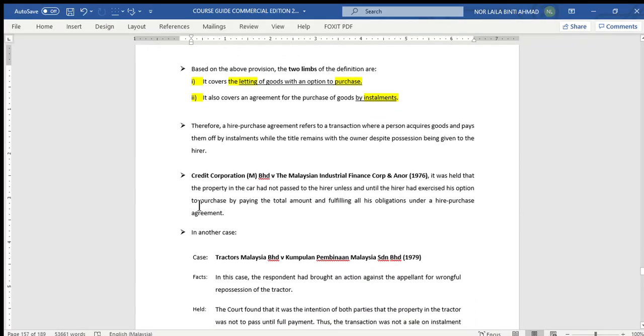Okay. So in the case of Credit Corporation v Malaysian Industrial Finance Corporation and another, it was held that the property in the car. Property in the car here refers to the ownership. So the ownership had not passed to the hirer unless and until the hirer had exercised his option to purchase by paying the total amount and fulfilling all his obligations under the hire purchase agreement. In other words, once we make full payment of the installments, then we will become an owner of the car, and the ownership will be transferred to the hirer.